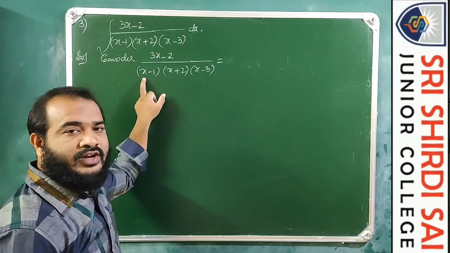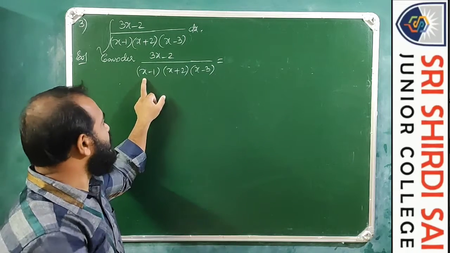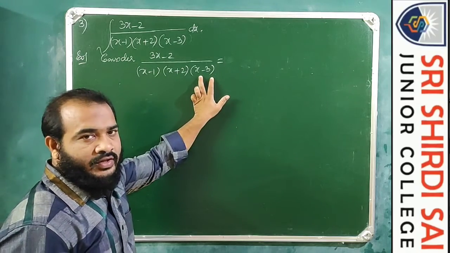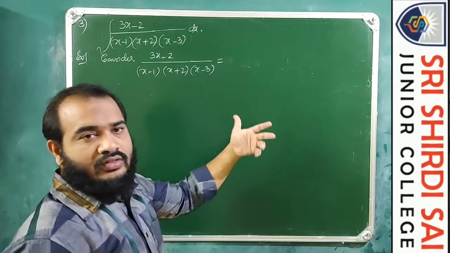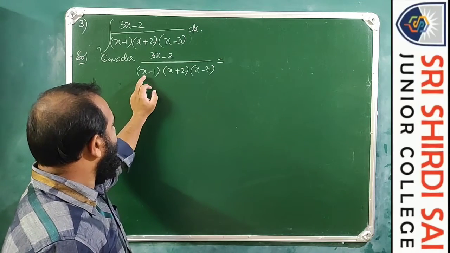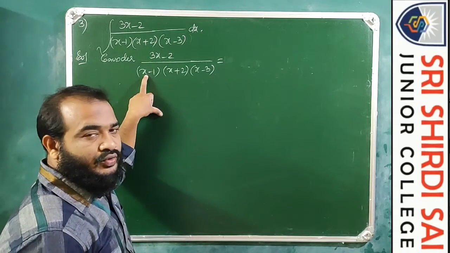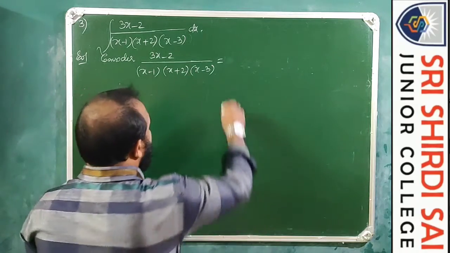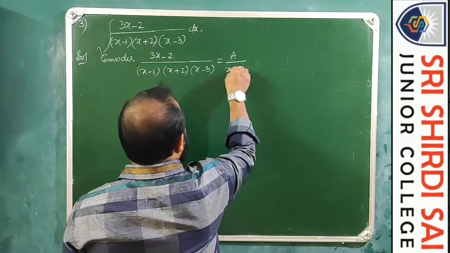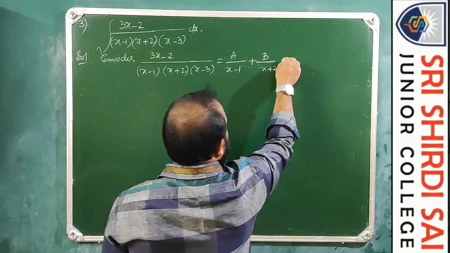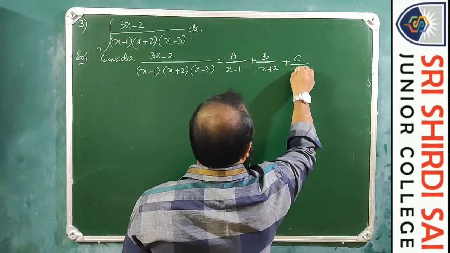For every non-repeated linear factor there exists a partial fraction of the form a by x minus 1, b by x plus 2, c by x minus 3, where a, b, c are the values to be evaluated, and x equals 1, x equals minus 2 and x equals 3 we are going to take. So a by x minus 1, b by x plus 2, c by x minus 3.